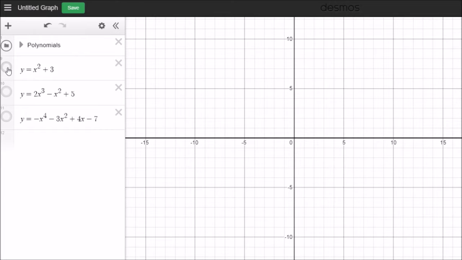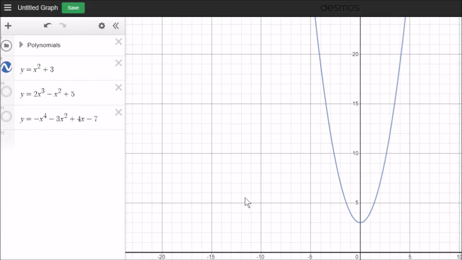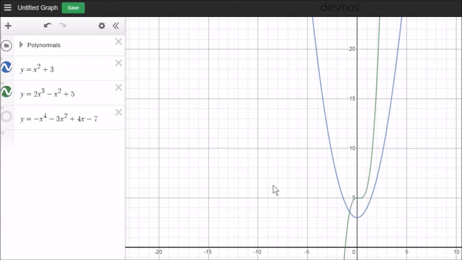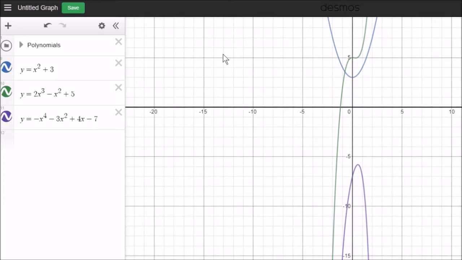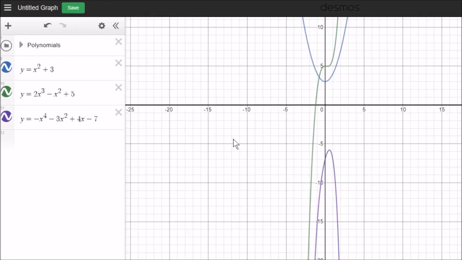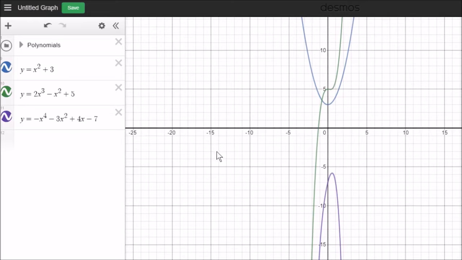So here's a polynomial equation, and that's what it looks like. There's another one, and there's a third one. We could keep going and producing these polynomial equations, but what we want to do is have a look at the general format of a polynomial equation. So let's go ahead and do that now.